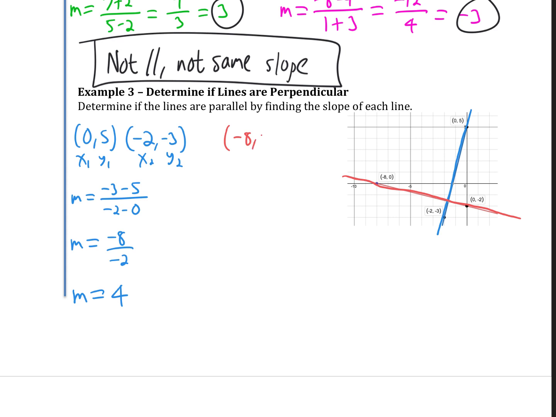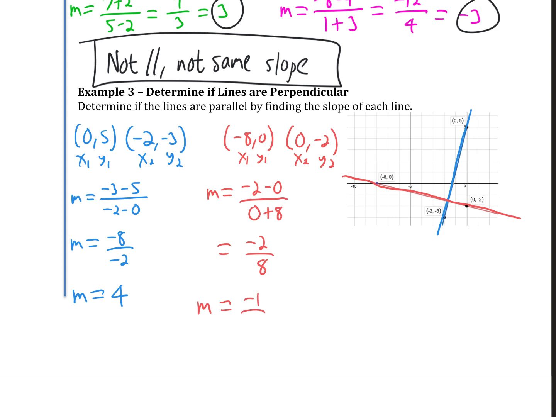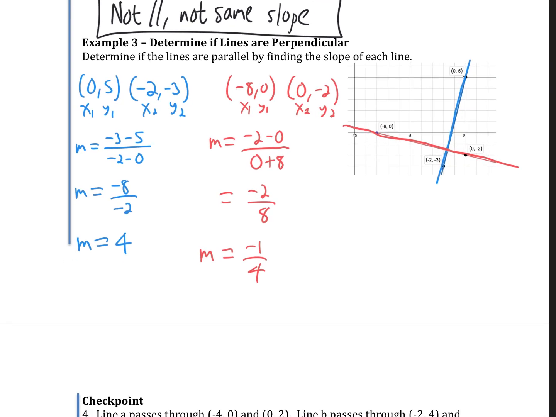So then we have -8, 0, and we have 0, -2. So we're going to plug in, m equals x1, y1, x2, y2. So we have -2 minus 0 over 0 plus 8, which is equal to -2 over 8. And if we reduce that, what do we get? -2 over 8 equals -1 over 4. 2 goes into both 2 and 8. So are these perpendicular lines? They are. These are opposite reciprocals. Oh no, I'm sorry. The problem is kind of goofed up here, but these are perpendicular lines.